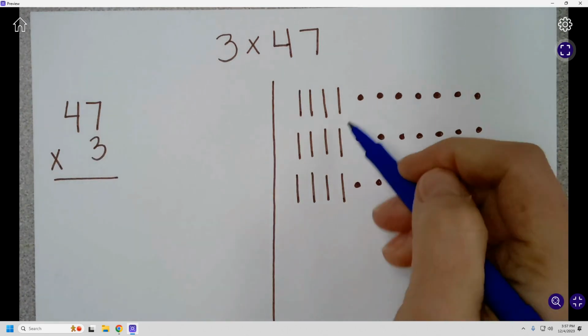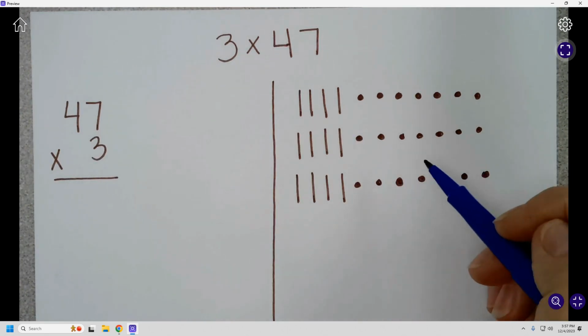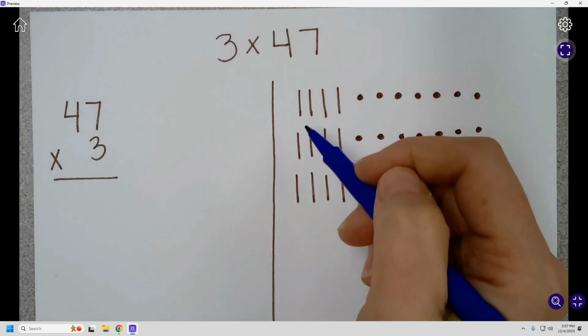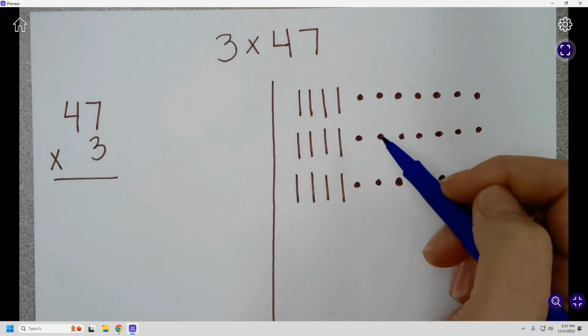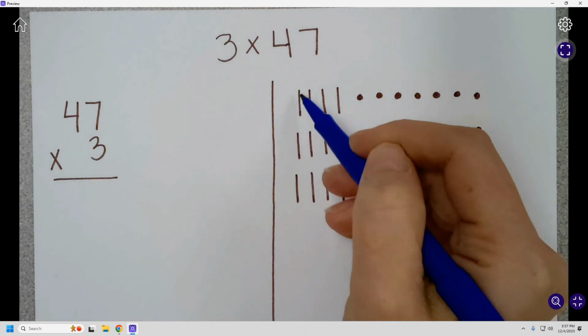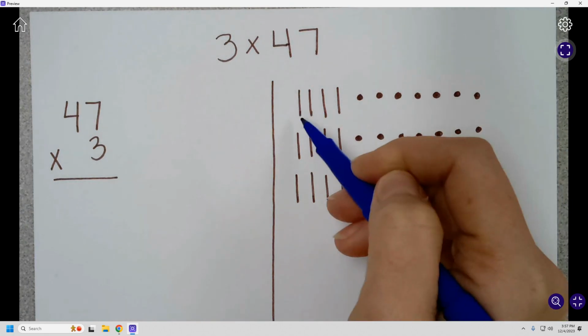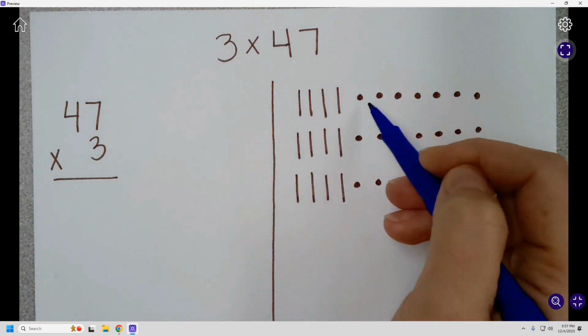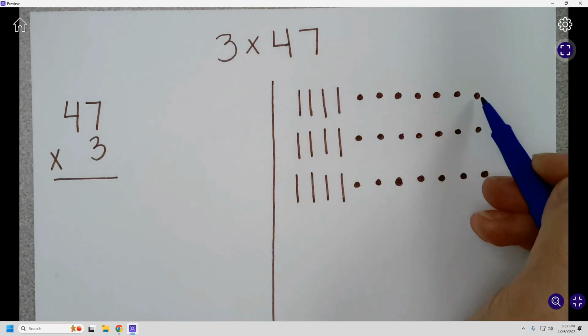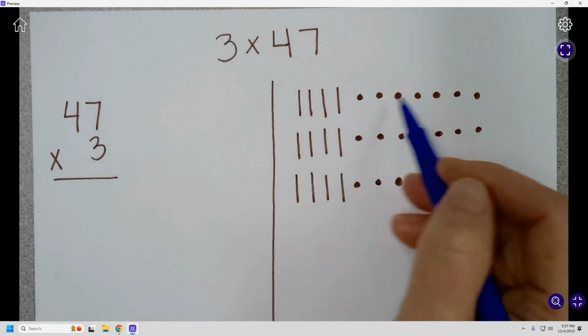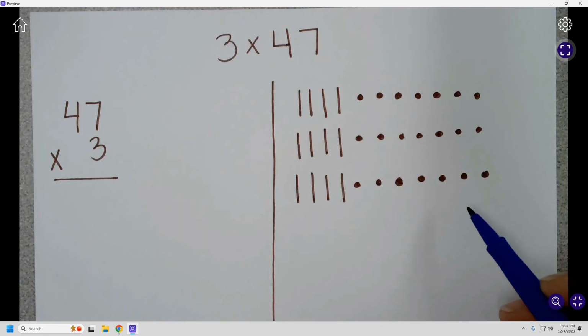Now, over here, you'll see an array, and it looks like just a mess of lines and dots, but it is using pictorial models that the students use all the time in class. These lines represent tens, and the big fat dots represent ones. So this row has 10, 20, 30, 40, 47 in it. So we have 3 rows of 47. So it's modeled over here in an array.